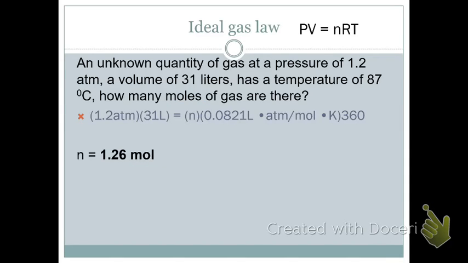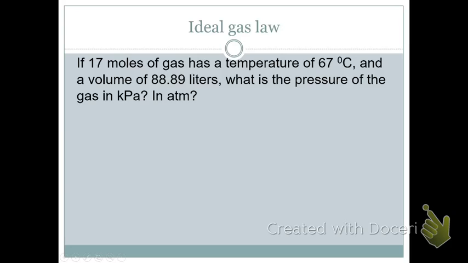If you're getting these correct, you're doing just fine. If you have questions, make sure that you're asking them. Look at this one. If 17 moles of gas has a temperature of 67 degrees Celsius and a volume of 88.89 liters, what is the pressure of the gas in kilopascals, and what is the pressure of the gas in atmospheres? See if you can calculate what it is in kilopascals. Then come back and check your answer, and I'll show you how to do it in atmospheres also.